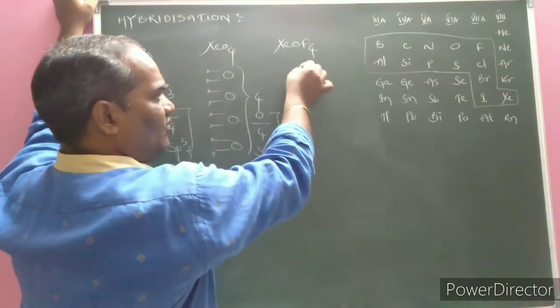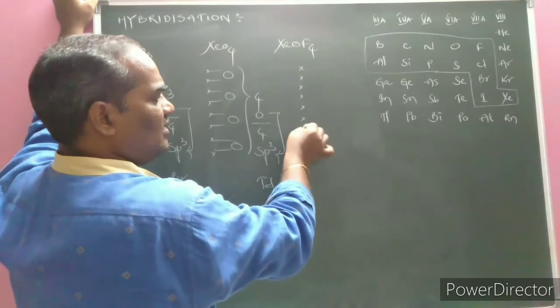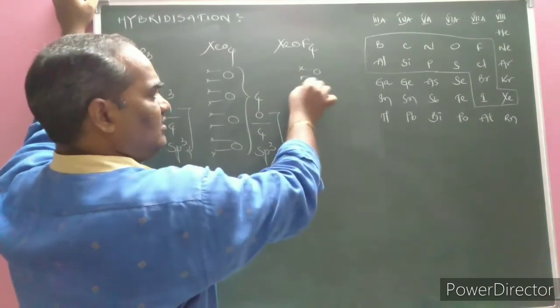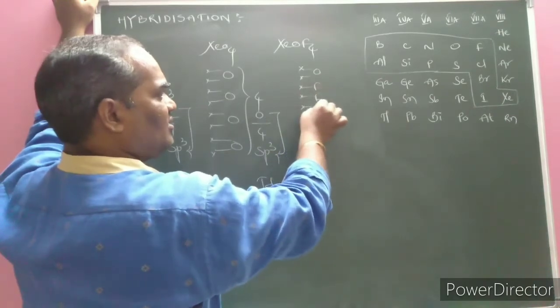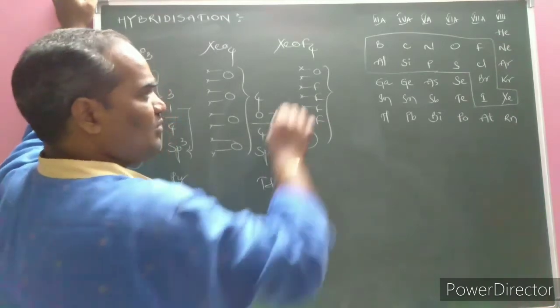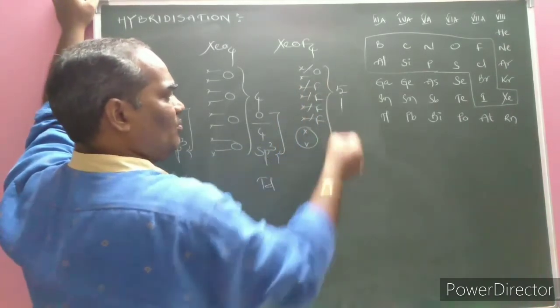Then the xenon oxytetrafluoride: xenon has 8 valence electrons. An oxygen atom is present, double bonded, and the remaining 4 fluorine atoms are making bonds, and 1 lone pair of electrons is present. Number of sigma bonds is 5, and the number of lone pairs is 1.